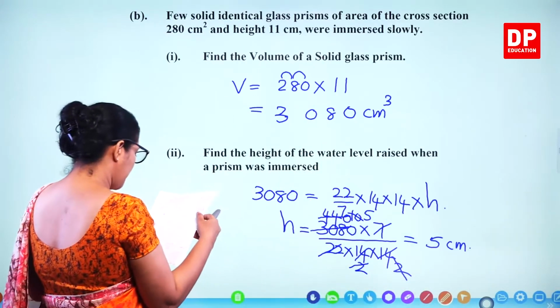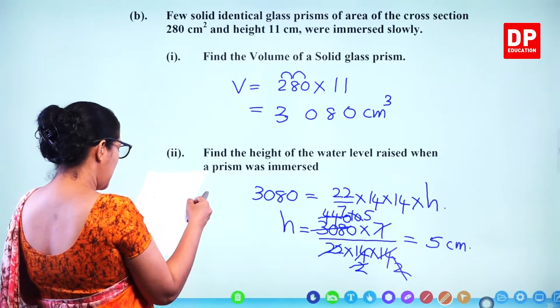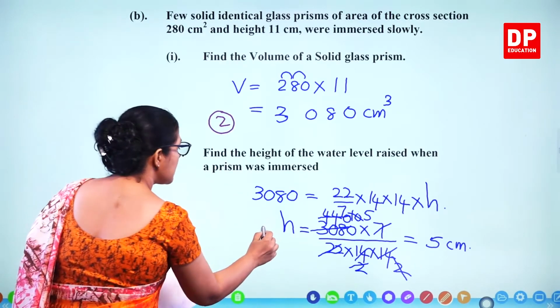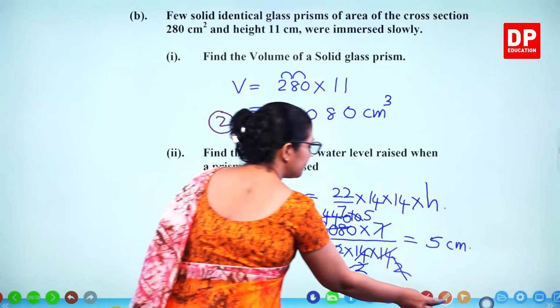Let's see marks. 3080, 2 marks. 5 centimeter, 3 marks.